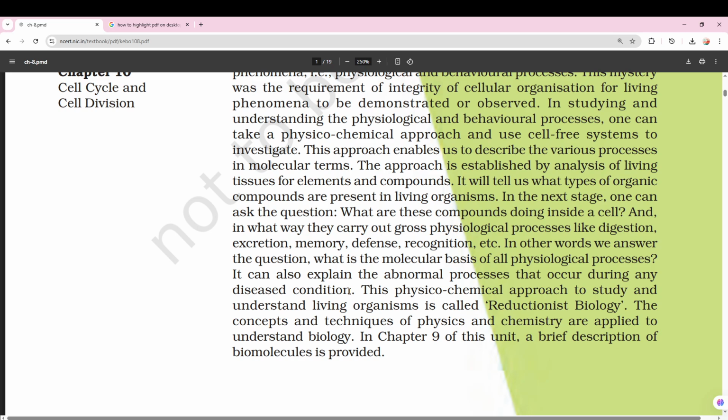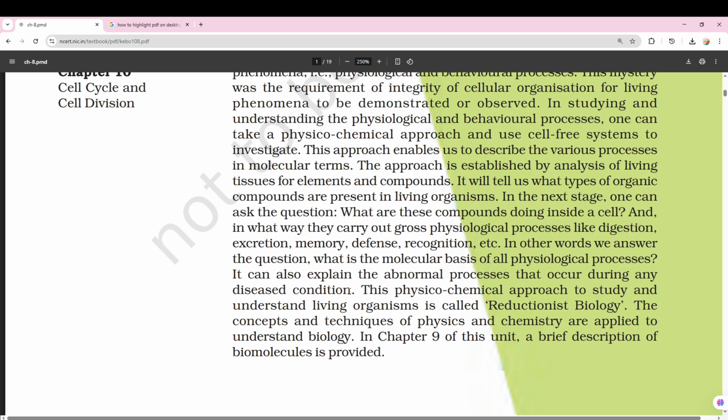In the next stage, one can ask the questions: what are those compounds doing inside a cell, and in what way do they carry out growth, physiological processes like digestion, excretion, memory, defense, recognition, etc.? In other words, we answer the question: what is the molecular basis of all physiological processes? It can also explain the abnormal processes that occur during any diseased condition.